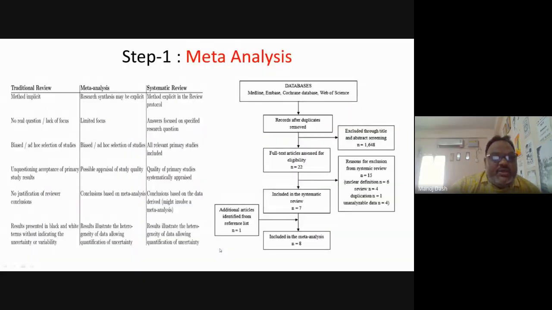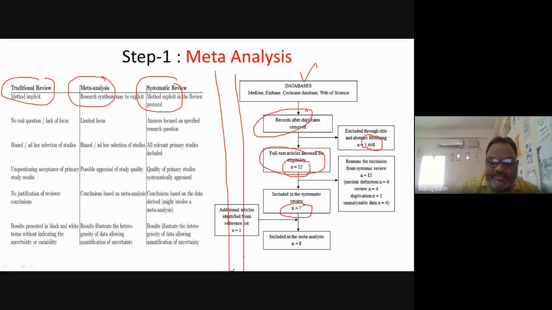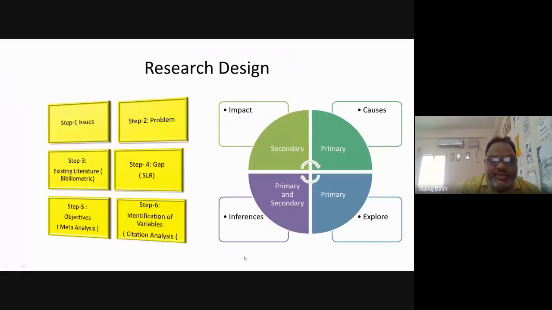Now see, there are three things you have to follow. One is called traditional review, meta review, and systematic review. So first of all, what I did, I prepared a database. I collected records and found 1,648 papers. Based upon my eligibility, I collected 22 papers. And out of this, I found only 7 papers related to my paper. And I started. So this is the schematic diagram I have to apply while doing the analysis.